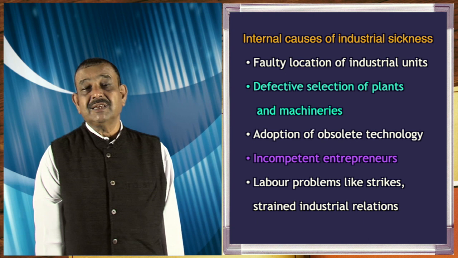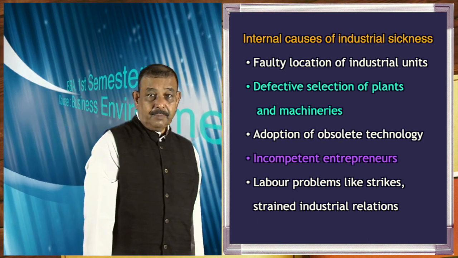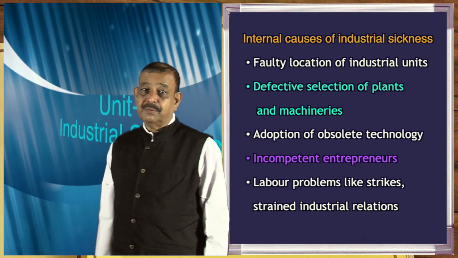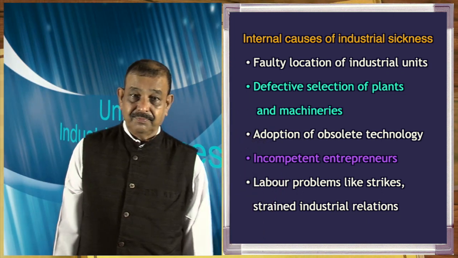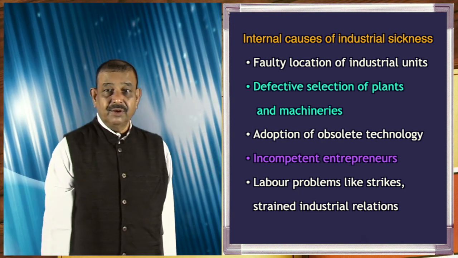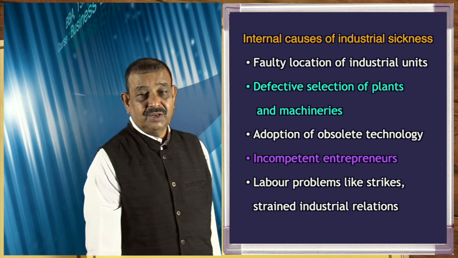Defective selection of plants and machineries. Suppose in a cement industry, we have purchased some machineries which are, say, one generation back, but the market requires cement produced with the new generation machines.